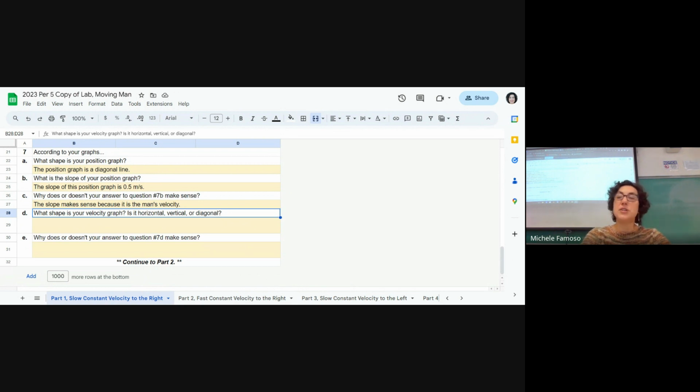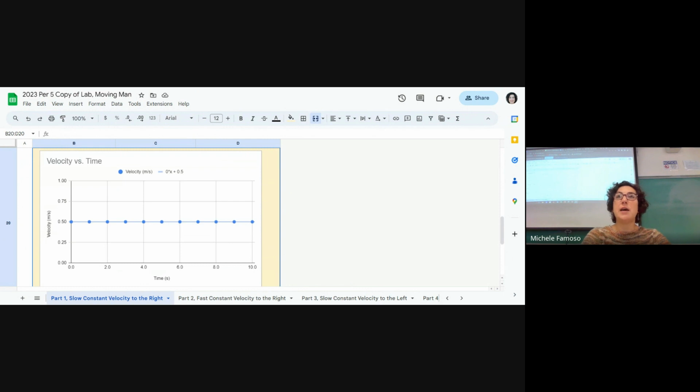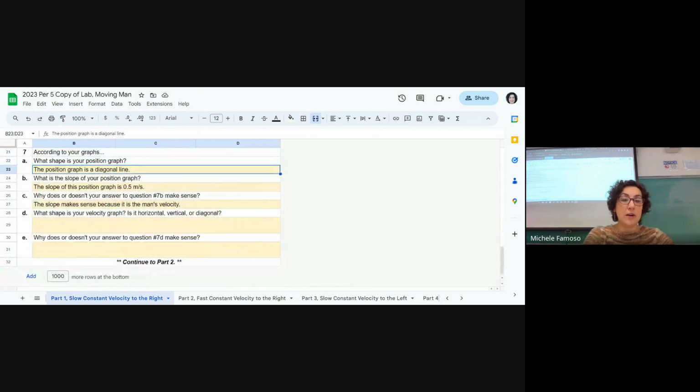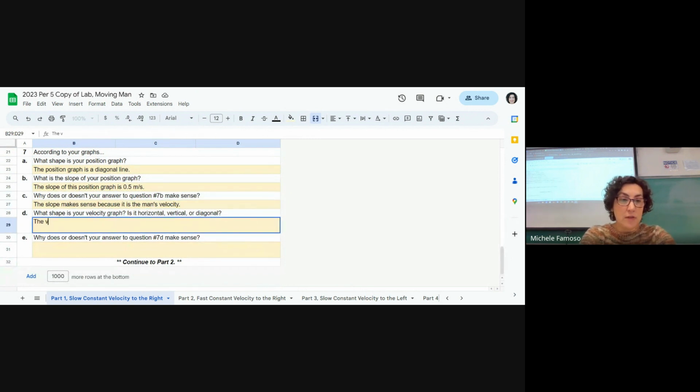All right, we ready for part D? What's the shape of the velocity graph? So let's look at that graph. What is that? It's a horizontal line. All right. So the velocity graph is a horizontal line.